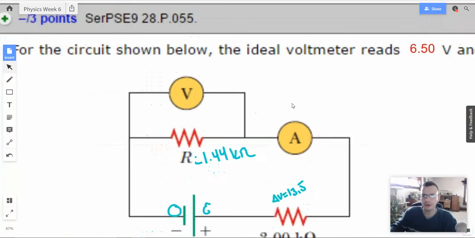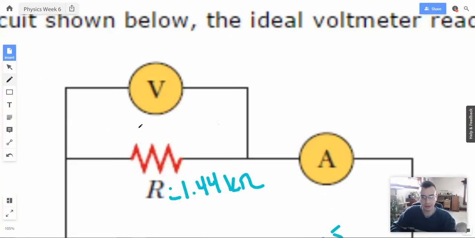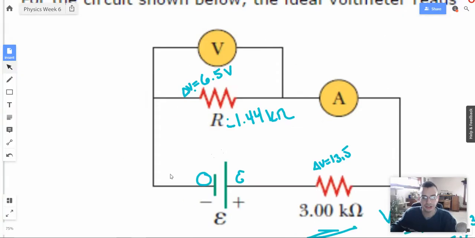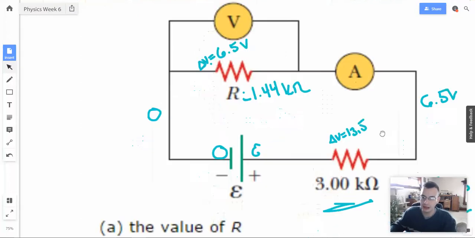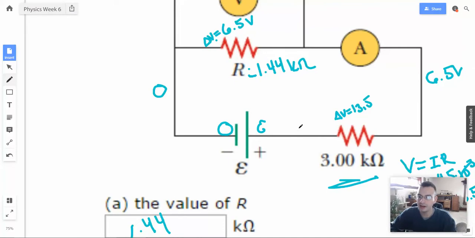We already know what it is up here, we don't need it. 6.5. Bam. This guy is 6.5, delta V. Alright, so now we're going to find the voltage of each section. So this section of wire is going to be 0. This section is going to be 6.5 higher than 0, which is 6.5. And then this section right here is going to be 13.5 greater than 6.5. So 6.5 plus 13.5, we get 20 volts. So this section is going to be 20 volts, which is going to be equal to E.